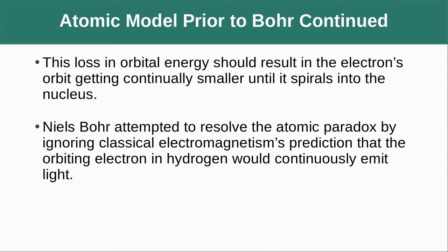So he attempted to resolve this atomic paradox by ignoring classical electromagnetism's prediction that the orbiting electron in hydrogen would continuously emit light. So he said it's not going to shoot off light.